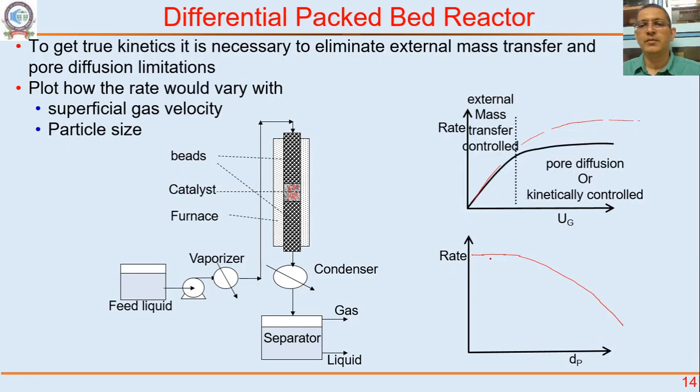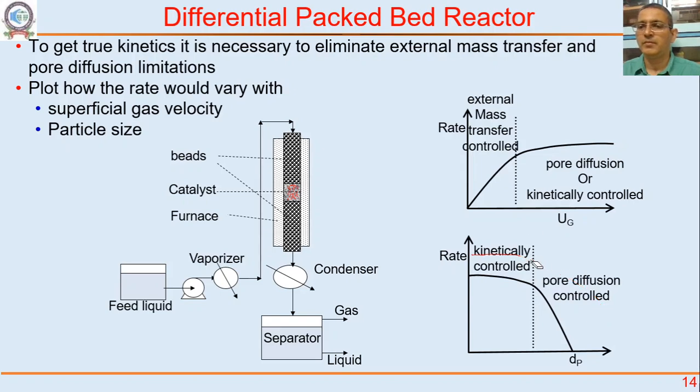Think. This is how it will look like. I can rub out this. Now I have drawn. Think. So we do experiments at large enough gas velocity so that we are in this regime. We do experiments at small enough particle size so that we are in this regime, and then we can vary concentration of reactant and get order. Then we can vary temperature and get the actual energy of activation.